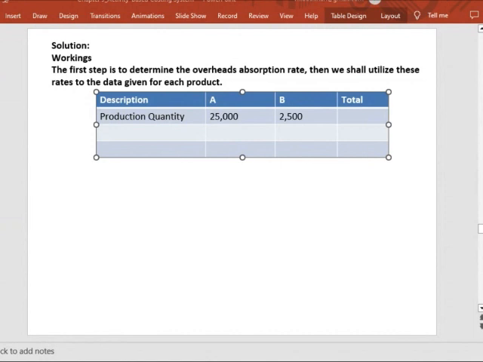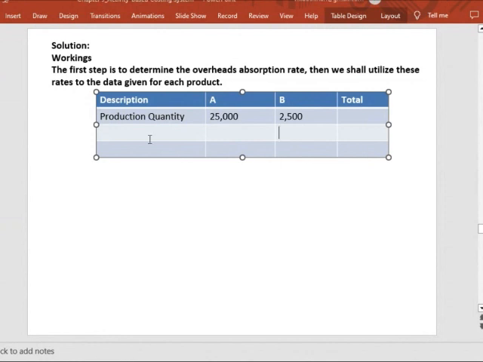The next thing is, we have been given in the question that we are going to use direct labor hours. The direct labor hours, we know that it is 10 hours per unit. Okay, so we know that it is 10 hours per unit.